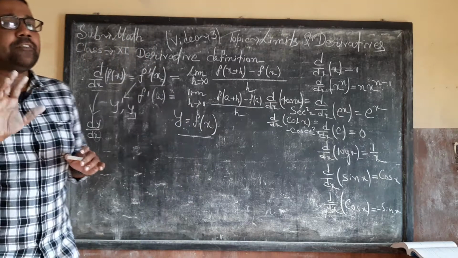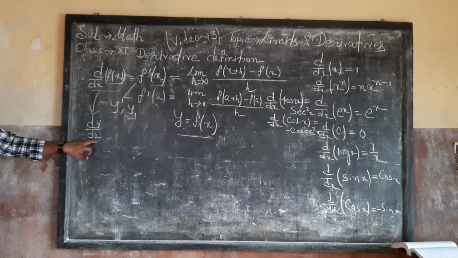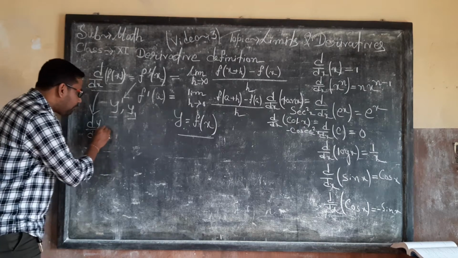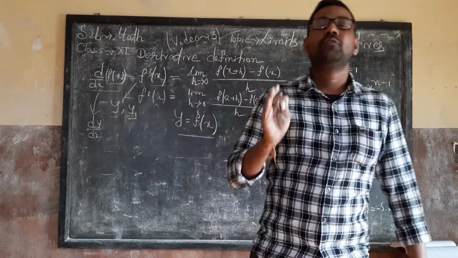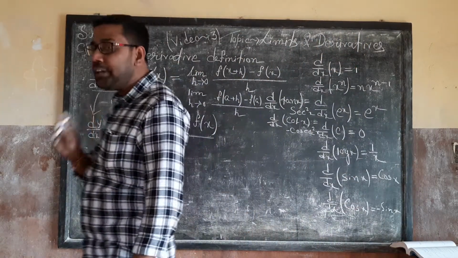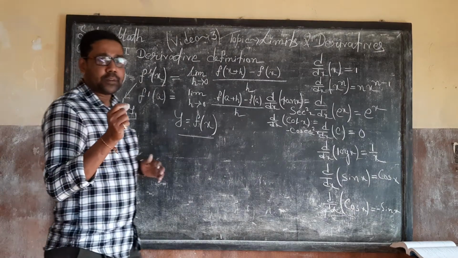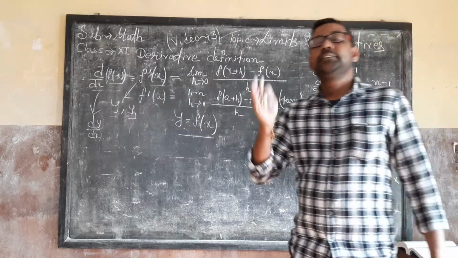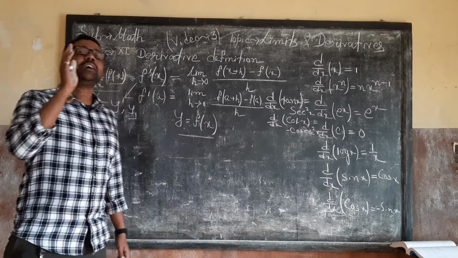Okay, so if you consider the definition of the derivative, two variables are involved. The first one is y and the second one is x, and the derivative of y is with respect to x. That means the small change of y with respect to the small change of x. That is the main fundamental concept of the derivative.